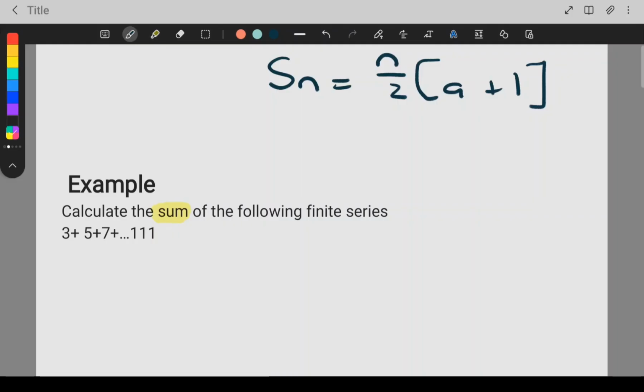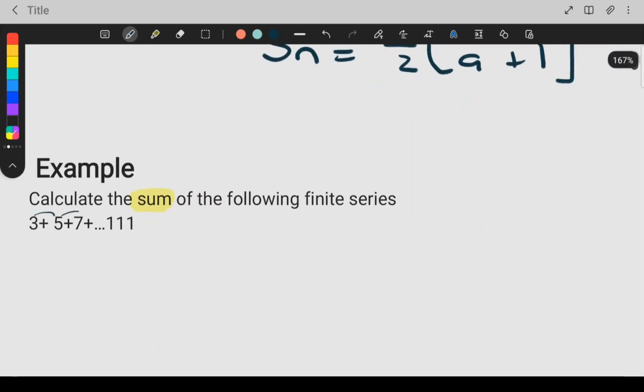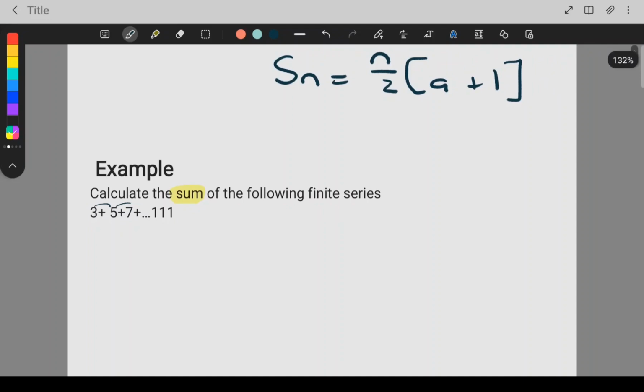How do we know it's arithmetic? Because I see that I'm adding 2 with every new term. So to get from 3 to 5, I added 2. From 5 to 7, I added 2. So it means this is an arithmetic series. Okay, so let's go. They want the sum of this whole series.